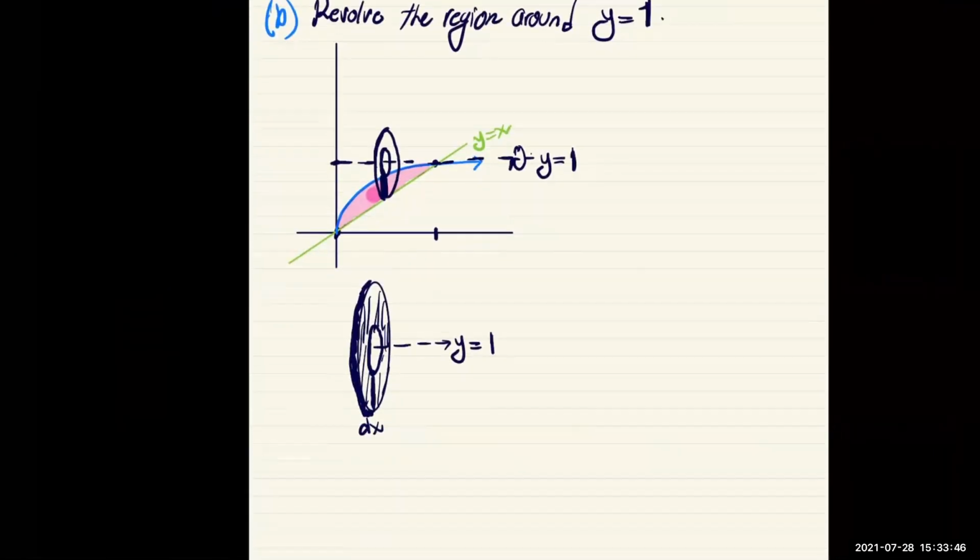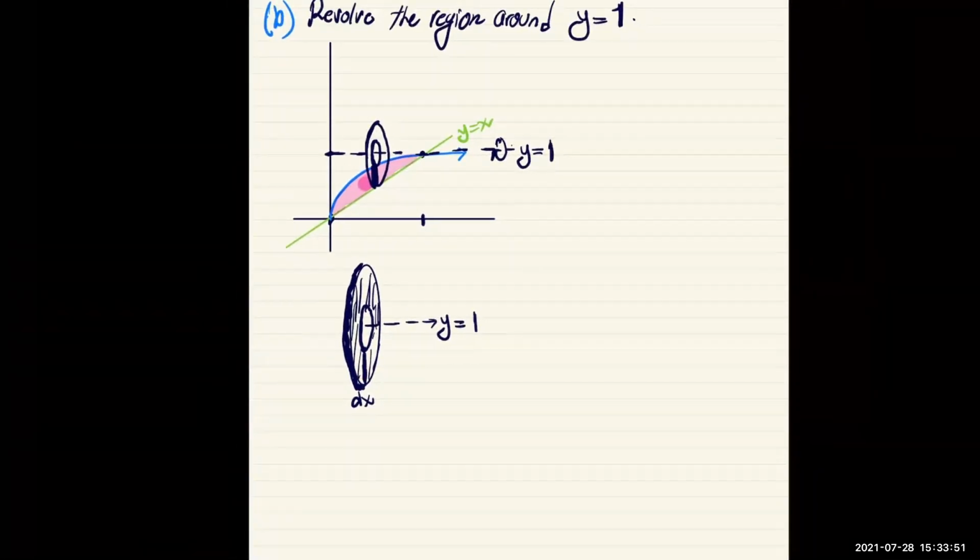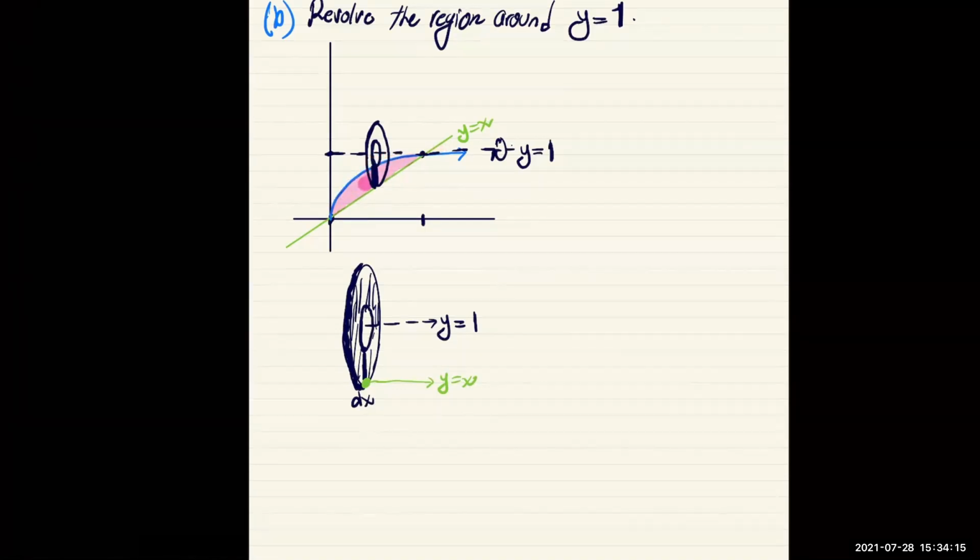Same thing over here. Here's a strip. We have, for the outer circle, this point. This is the outer circle. That point falls on the green line, so the equation is y equal to x. And then the inner circle right there, the point on the inner circle falls on the graph of square root of x.